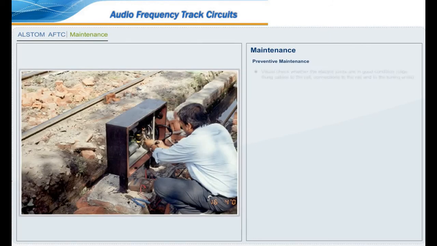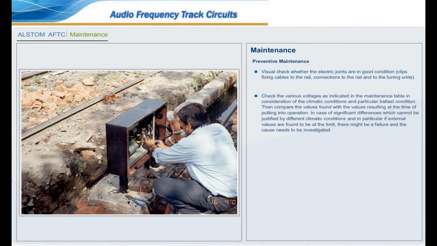Preventive maintenance. Visual check whether the electric joints are in good condition. Clips fixing cables to the rails, connection to the rail and to the tuning units. Check the various voltages as indicated in the maintenance table in consideration of the climatic conditions and particular ballast condition.